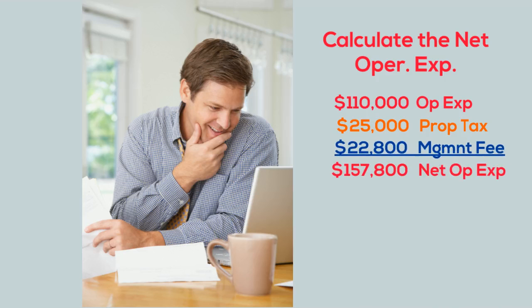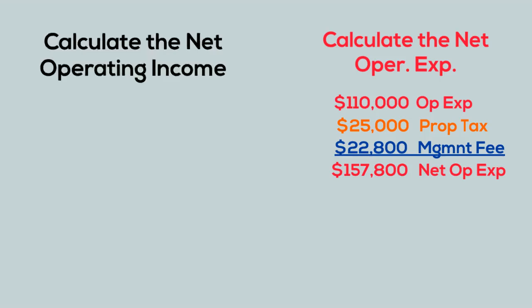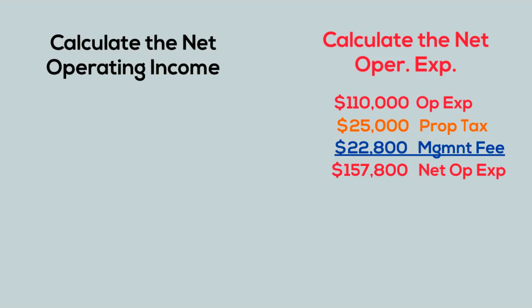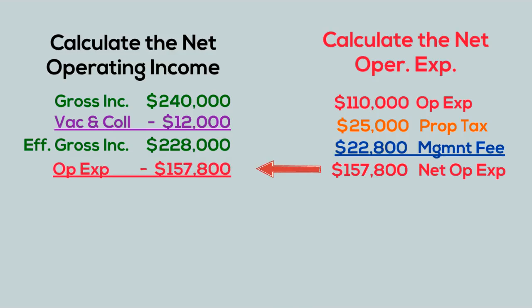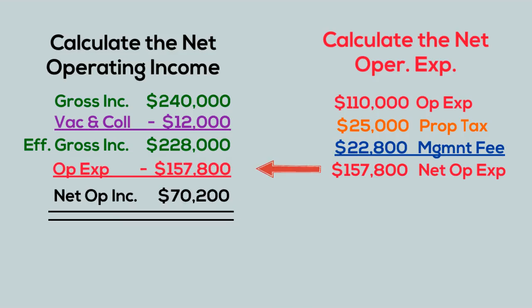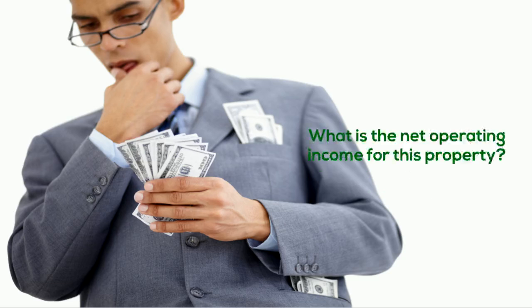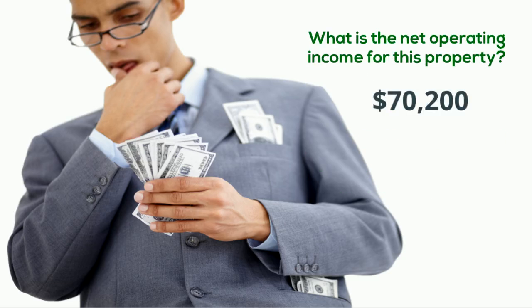$157,800. Now it's time to put everything together. So that's the gross income of $240,000 minus the vacancy and collection of $12,000, which gives you an effective gross income of $228,000. Then you subtract $157,800 for operating expenses to get a net operating income of $70,200. What is the net operating income for this property?